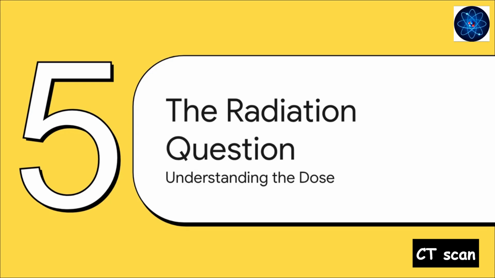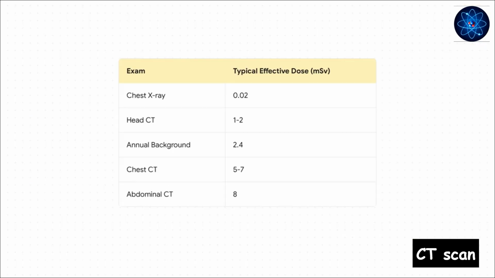Okay, now, we can't talk about all this amazing power without talking about the other side of the coin. And that brings us to Section 5, the radiation question. It's really important we understand the dose that comes with these scans. So to really get a handle on the dose, you need some context. A single chest X-ray, for example, is a tiny, tiny dose, about 0.02 millisieverts.